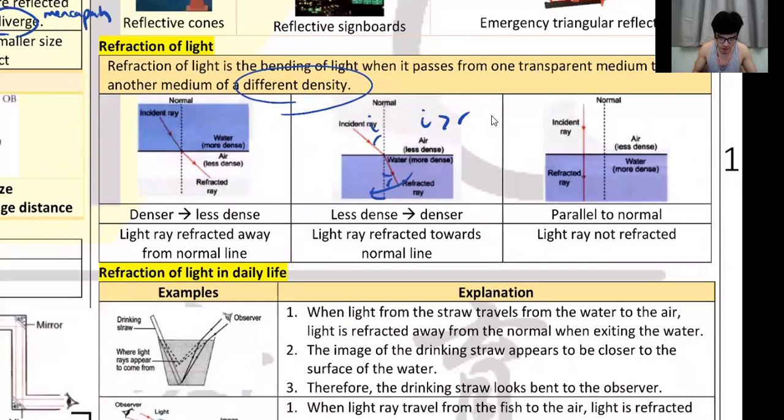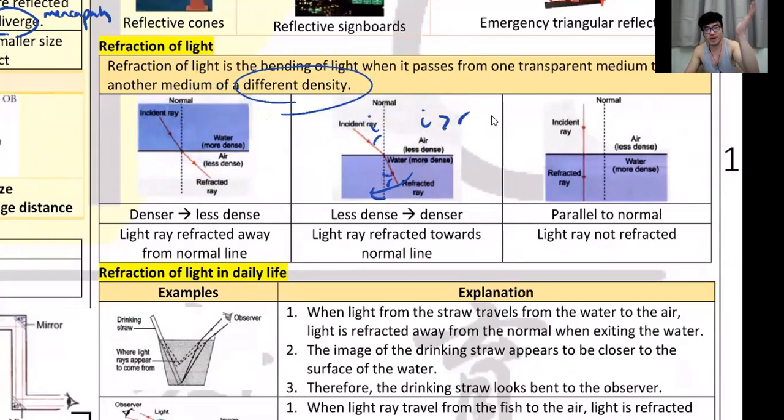So if you go from dense to less dense, this thing will bend out. Just now it bent in, now it's bend out. Very easy. This diagram, if you reverse it, it's this diagram. Can you see? You flip this thing, it is actually this thing. So there's only one diagram we need to memorize.